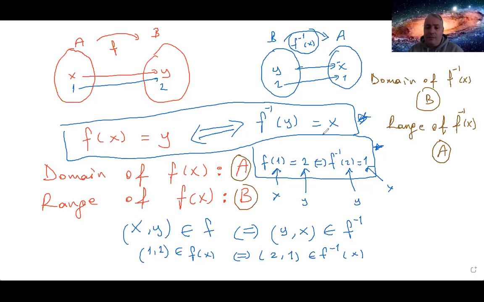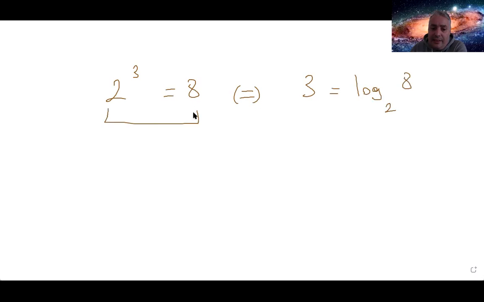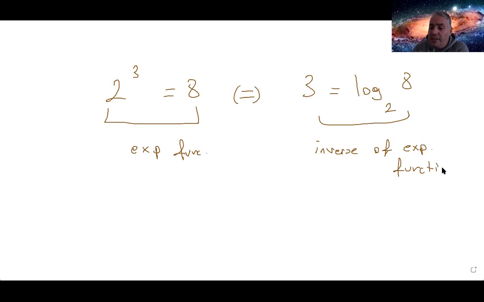Okay. Now, after this whole explanation, why have I explained this? When I say 2 to the power of 3 is equal to 8, I can express that 3 is equal to logarithm to the base of 2 of 8. And this is like the exponential function, and this is now the inverse of the exponential function, which is the logarithmic function.